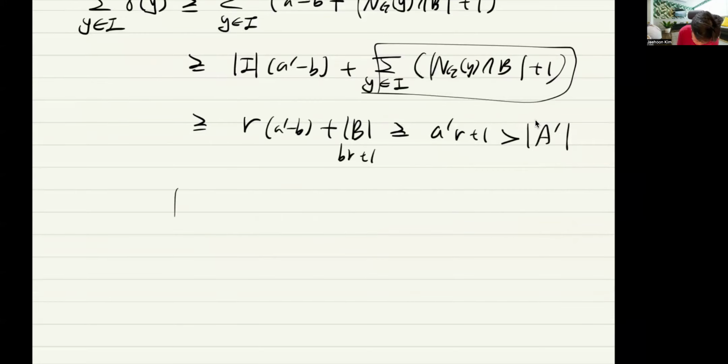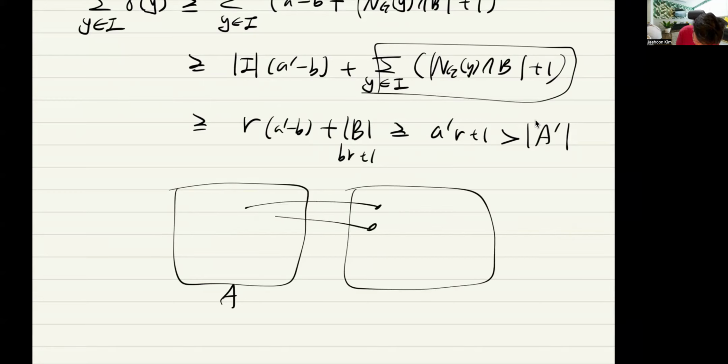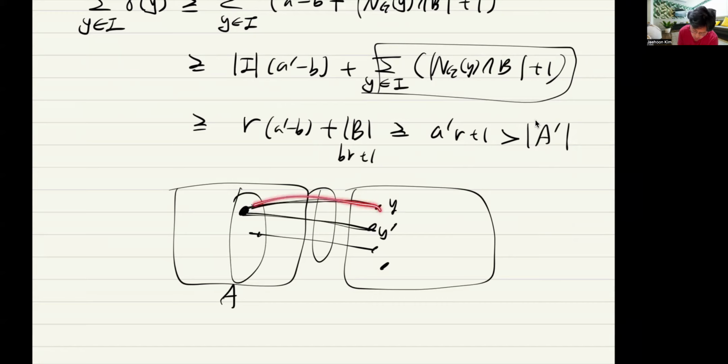And what does it mean? This sigma counts the number of solo edges ascending from this Y to some vertex in A prime. But the number of edges is bigger than A prime. That means there must be one vertex here receiving two such edges. So there are two solo edges, both arriving in this A prime. And they are not adjacent because they belong to the independent set.